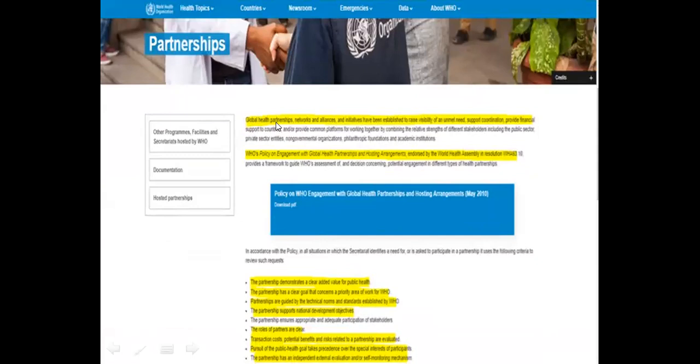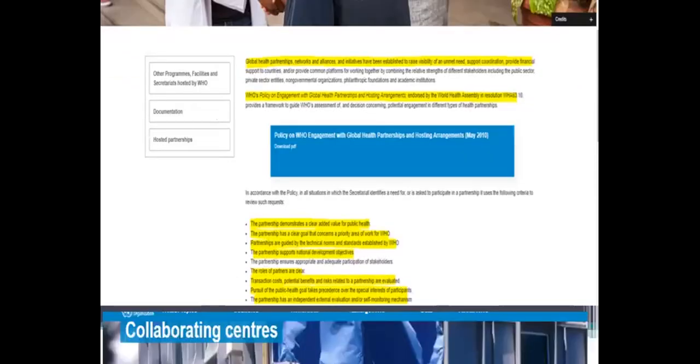Partnership. Global health partnerships, networks, alliances and initiatives have been established to raise visibility of unmet needs, support coordination, and provide financial support. In accordance with WHO policy, the partnerships demonstrate a clear added value for public health. The partnerships have clear goals that concern a priority area, are guided by technical norms, provide appropriate participation of stakeholders, and the roles of partners are clear.